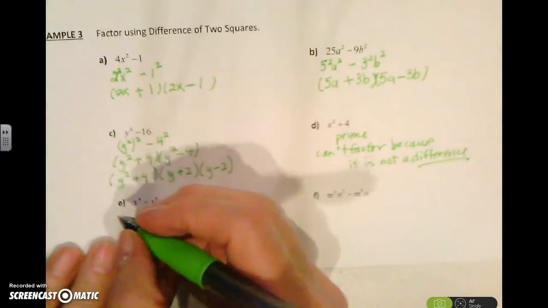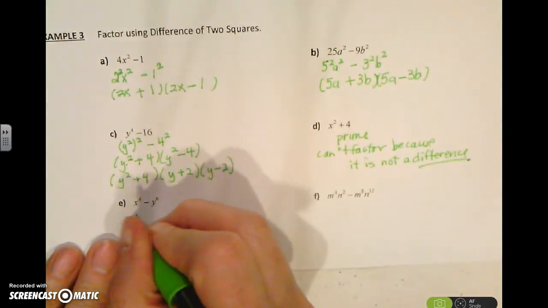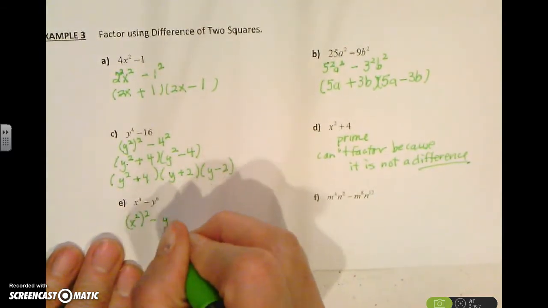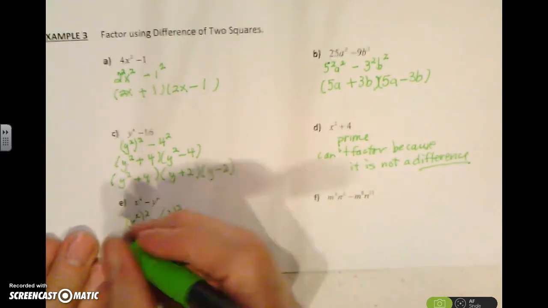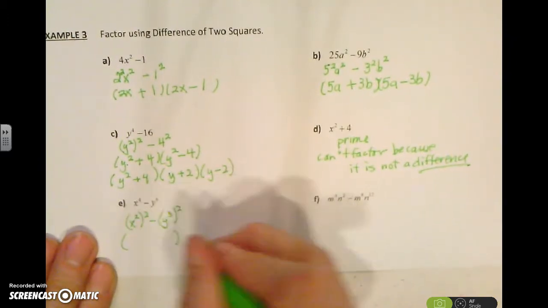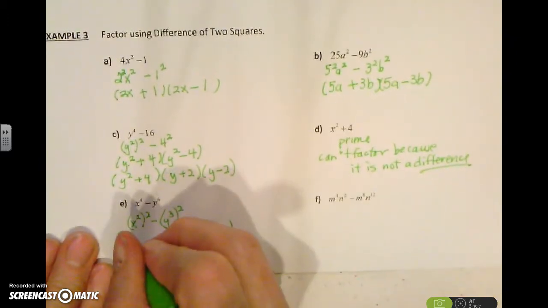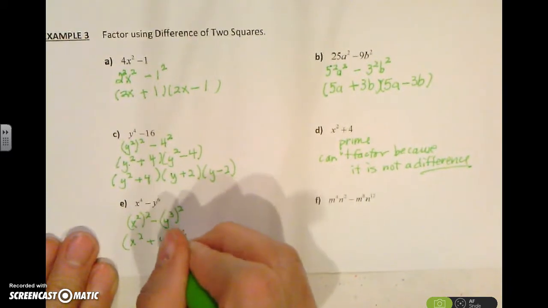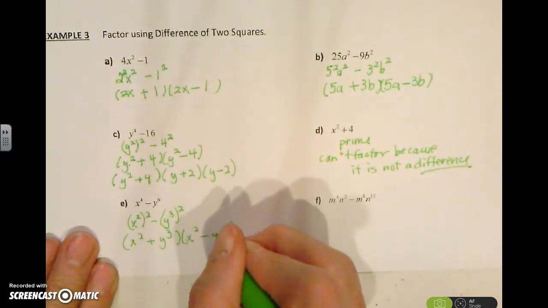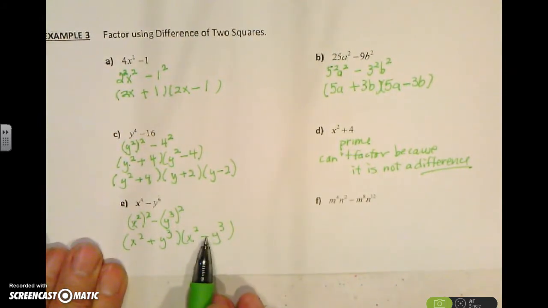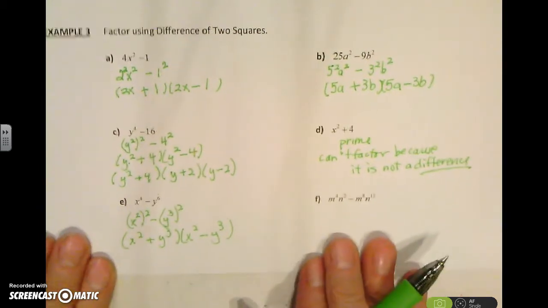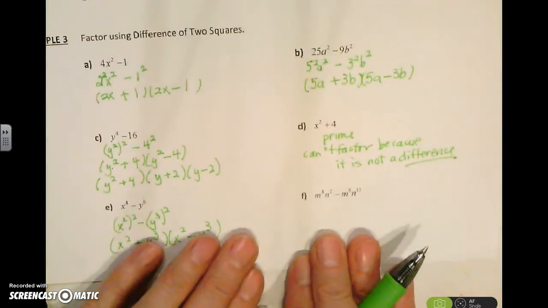E. So for E, we've got x squared squared minus y to the 3rd squared, power to a power. So when we factor it, again, it's the difference of squares. I'm going to put x squared plus y to the 3rd, then x squared minus y to the 3rd. And here I have a difference, and here's a square, but this is not a square, so I cannot factor that again. And one last one, F.